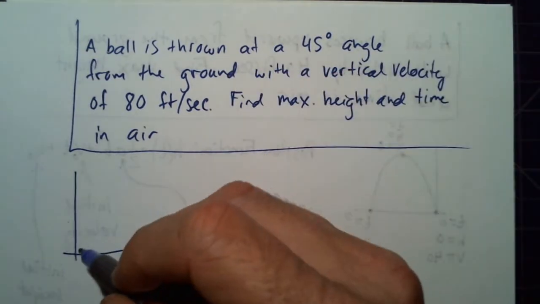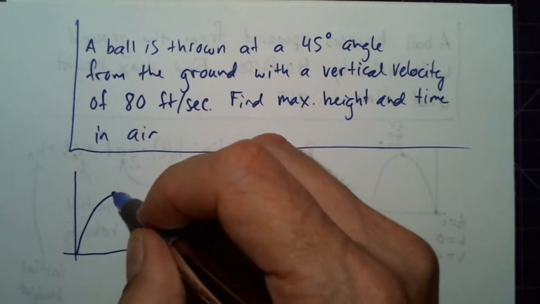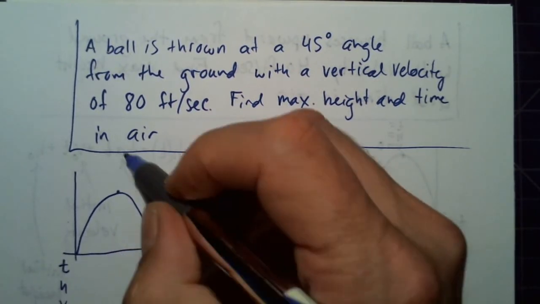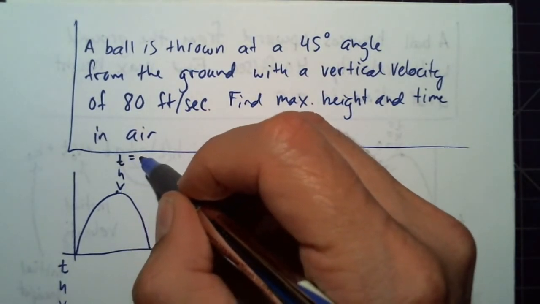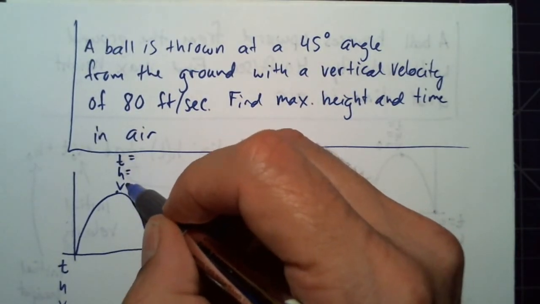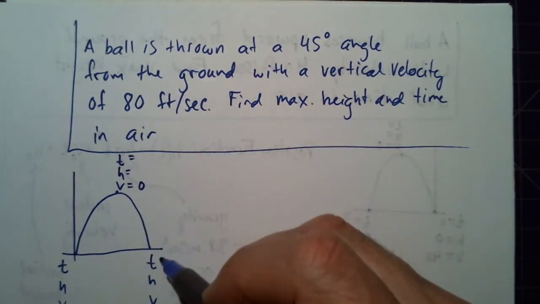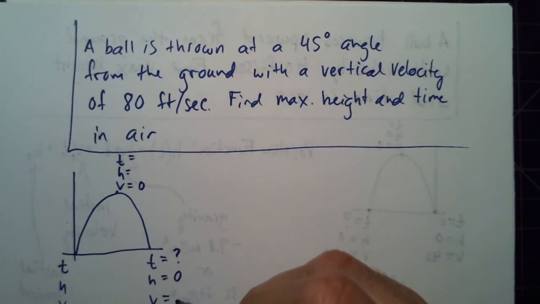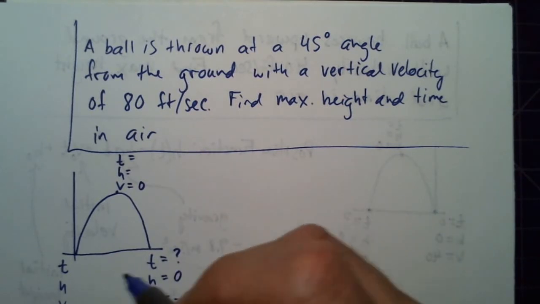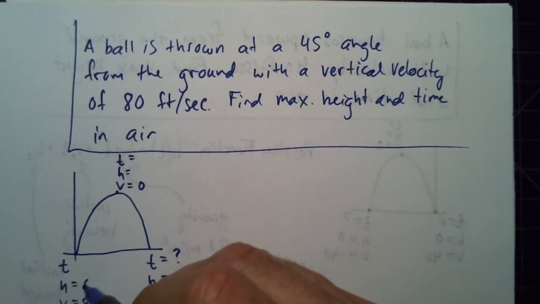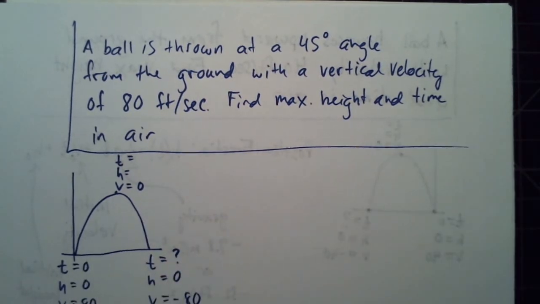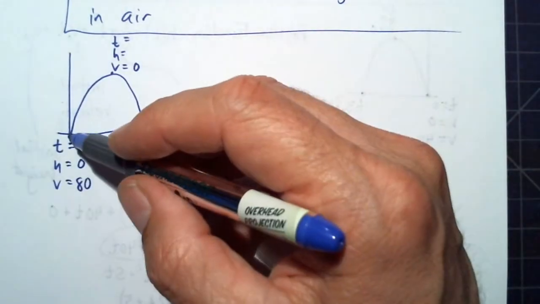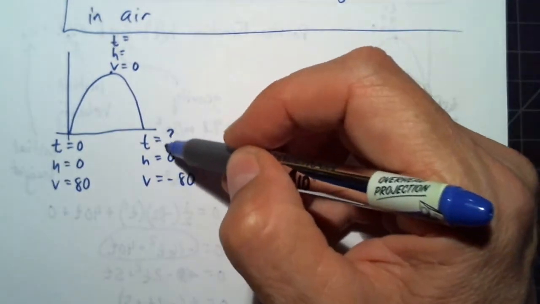Thrown from ground level, so we know we have this graph. Find time, height, and velocity. Time, we don't know. Height, we don't know. Velocity is 0. Time when it hits the ground, we're supposed to find that. The height when it hits the ground is 0, and the velocity is going to be negative 80. Here the velocity is 80, height is 0, time is 0. And we need to find the time that it's in the air. That's how long it takes to land, so that's what we're trying to find there.